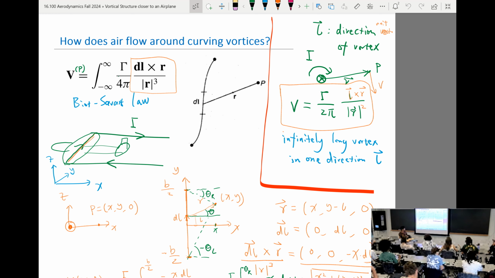Good, right? Okay, so now let's plug it in. Plug in this guy, so dl cross r. First of all, what direction is going to be dl cross r? The z coordinates are all 0, right? Somebody said something? Minus z, exactly.